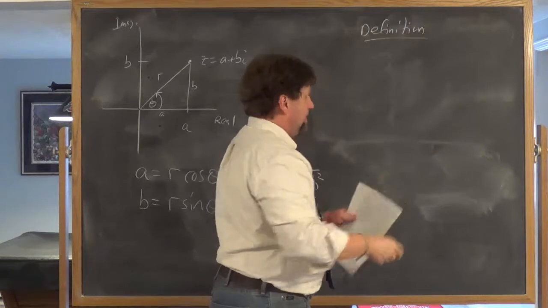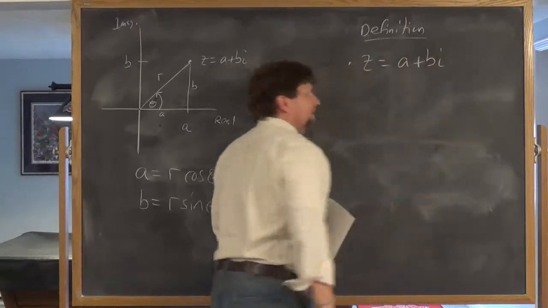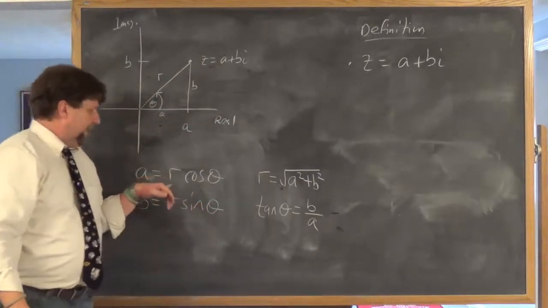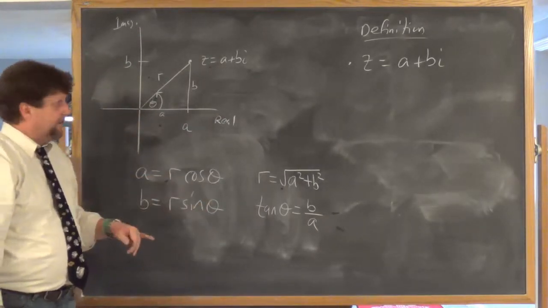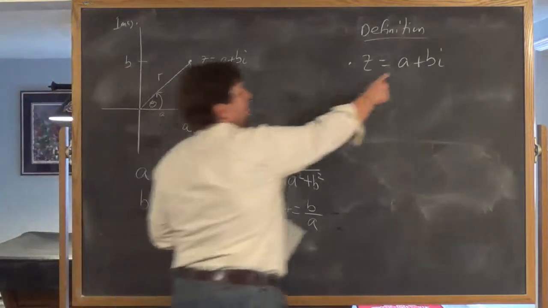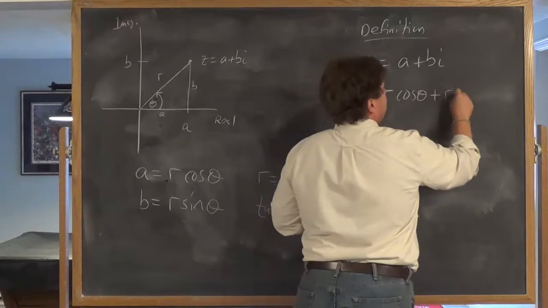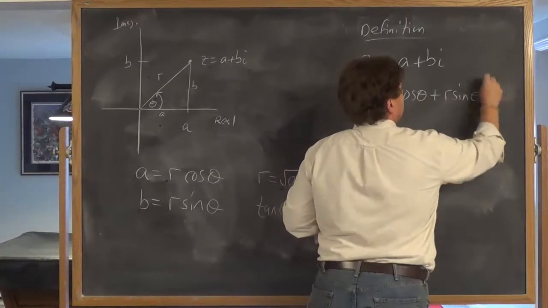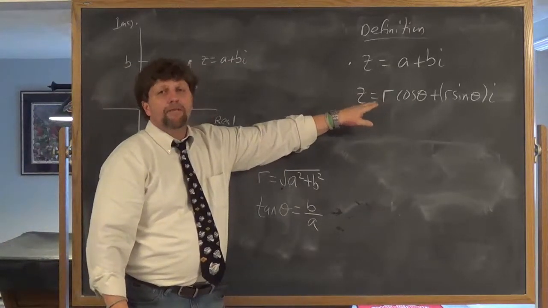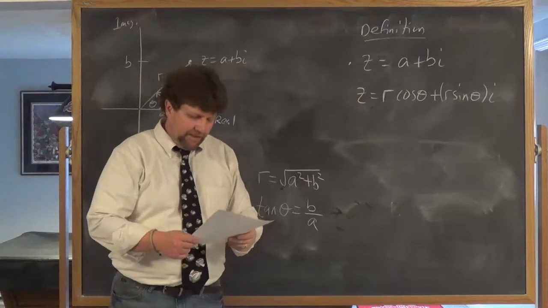This definition says that if you have Z equals A plus BI, that's a rectangular form of a complex number. Look what A is. A is R cosine theta, and B is R sine theta. So if we substitute R cosine theta in for A, and R sine theta for B, we get what is called the polar form of a complex number. That's what this definition is. It's the definition of the polar form of a complex number.